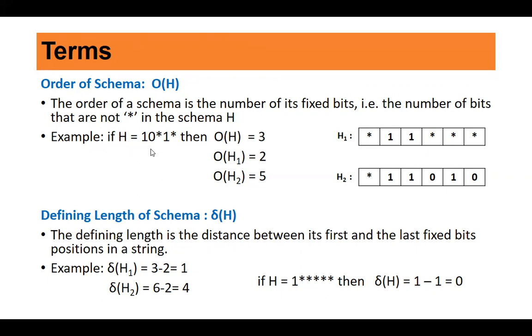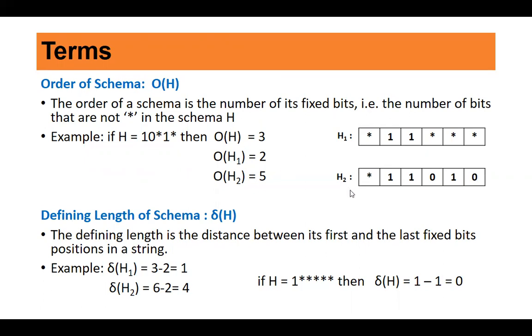With this template 1, 0, star, 1, star, how many are fixed bits here? 1, 2, and 3. So 3 are fixed bits. So the order of H is 3. Similarly, what will be the order of H1? How many fixed bits? 1 and 2. The rest are all stars, right? So the order of H1 is 2.